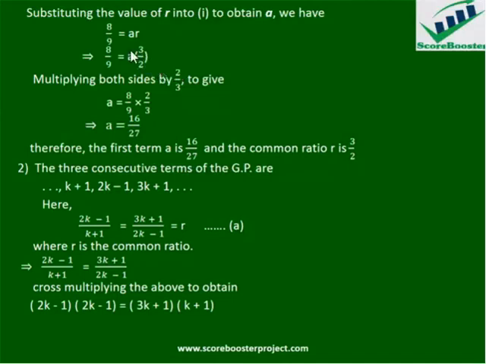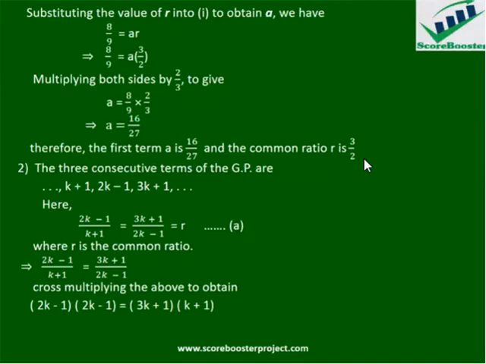So here, we want to make a the subject of the formula. We have to multiply both sides by the reciprocal of 3 over 2, which is 2 over 3. So we multiply this side by 2 over 3, we have 8 over 9 multiplied by 2 over 3, and multiply this side by 2 over 3. 3 over 2 multiplied by 2 over 3 will give 1. 1 multiplied by a will give a. And we are left with a equals 8 over 9 multiplied by 2 over 3. 8 multiplied by 2 will give 16, and 9 multiplied by 3 will give 27. Therefore, the first term here is 16 over 27, and the common ratio is 3 over 2. And that solves the first question.